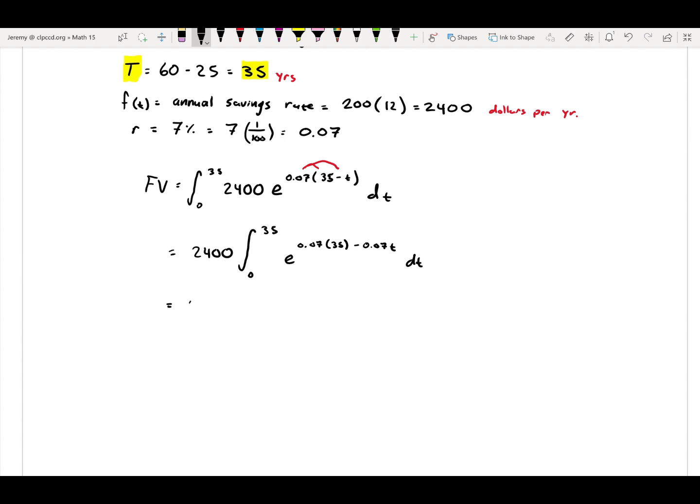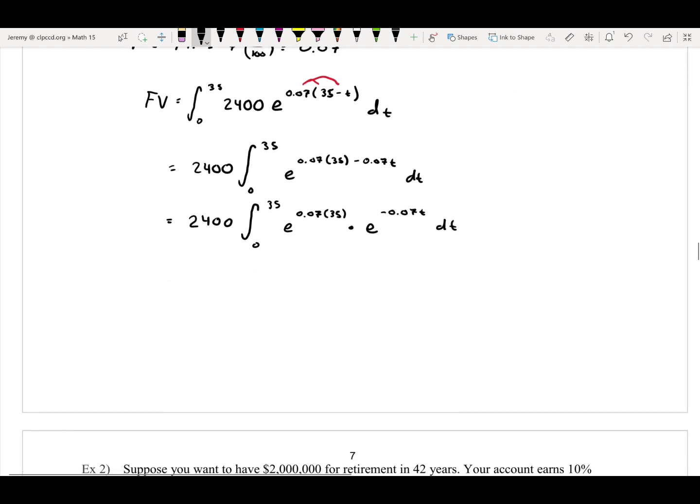And I'm doing this because now I can break this thing up into e to the 0.07 times 35 times e to the negative 0.07 t dt. And I do this because this now is just some number. This is just going to be a constant value. I can pull it to the outside of the integral.